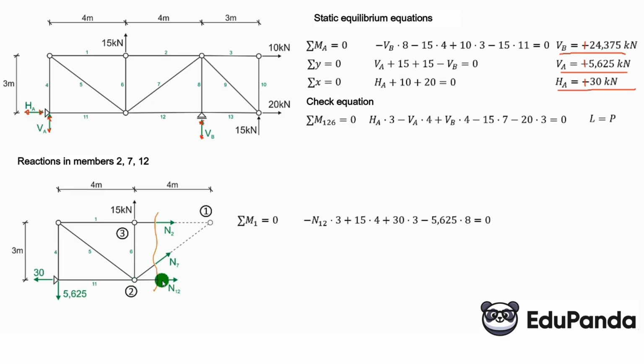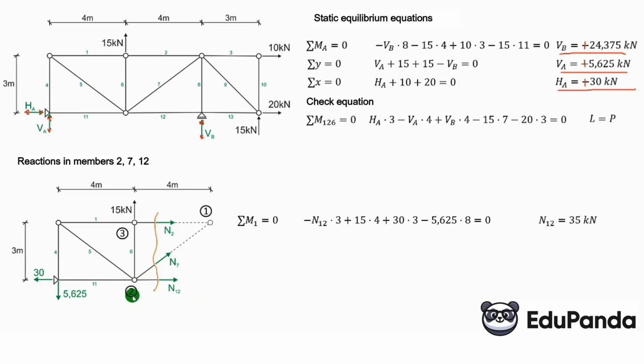Minus N12 because it is counterclockwise on arm 3. Of course, when forces are applied to the truss, we redraw them all. So here is the force, so we account for it here. If we had a cut on the right side, then all those forces would also have to be considered. So we have plus this 15 on arm 4, plus reaction 30 on arm 3, and minus reaction 5.625 on arm 8. This should equal 0. From this, we calculate the reaction N12 equal to 35 kN.